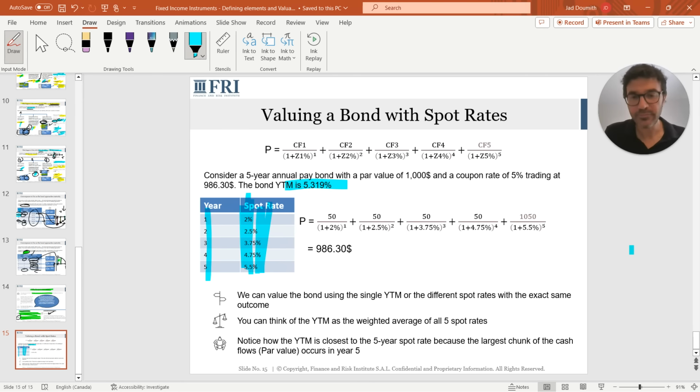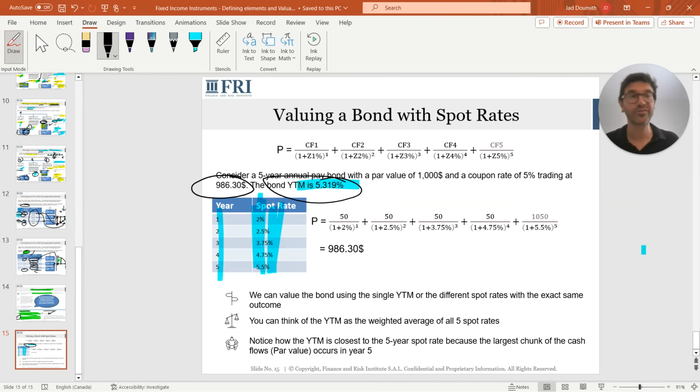5.319. I'm going to tell you something from the start. If you use the 5.319 in the financial calculator and you value the bond, the price will be 986.30. At no point in time did I imply that yield to maturities are incorrect. Mathematically, they are perfectly correct. You come up with the right answer when you value a bond.